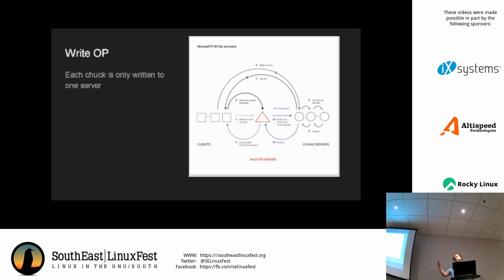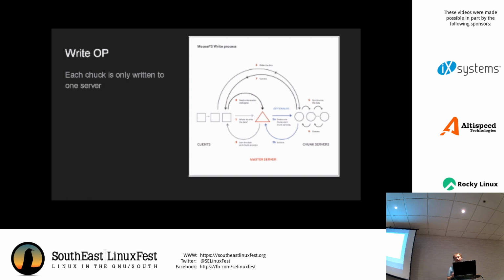They do this to minimize client bandwidth. So if you've got a goal of 3 and you're writing a 1 gig file, if they didn't do this process, you'd have to write 3 gigs out the network. Whereas with this, you only write 1 gig out of the network.